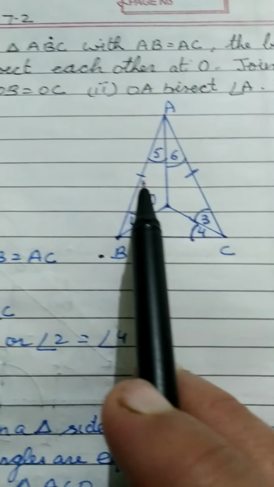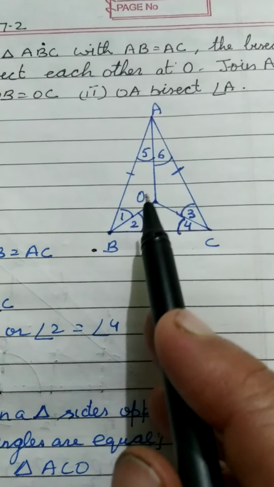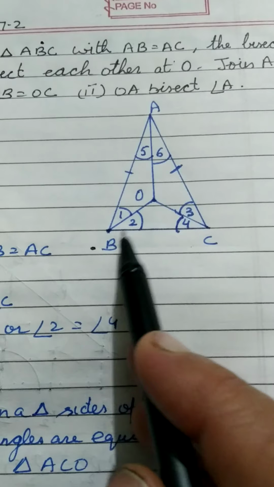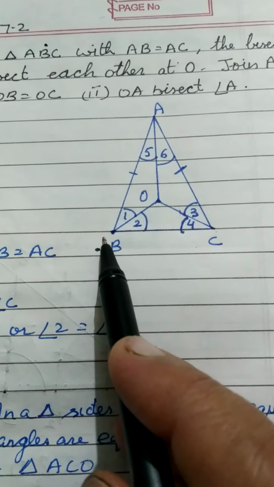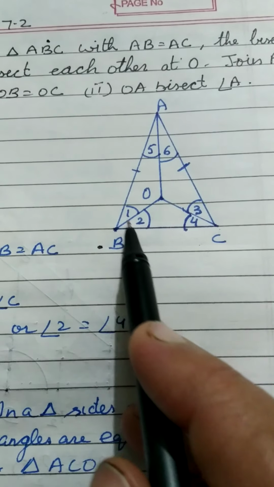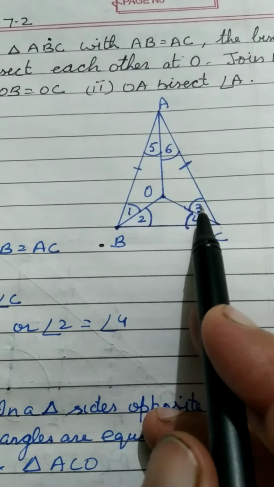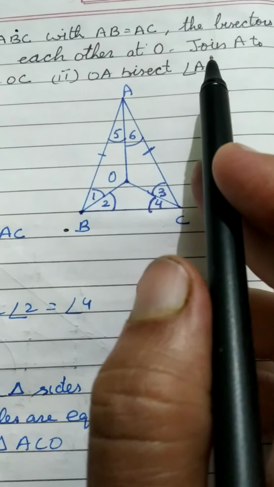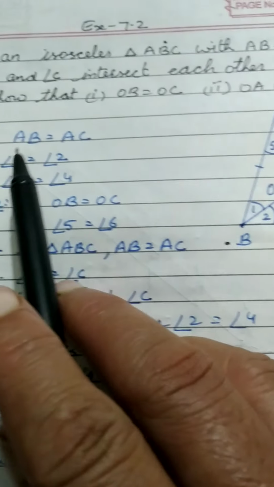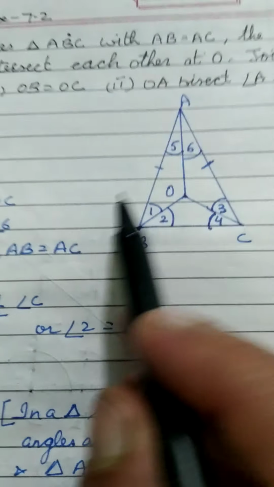See here is the triangle ABC with AB equal to AC. Then OB is the bisector of angle B and OC is the bisector of angle C. OB is the bisector of angle B, it means that angle 1 is equal to angle 2. OC is the bisector of angle C, it means that angle 3 is equal to angle 4. Now what is given? Join A to O.